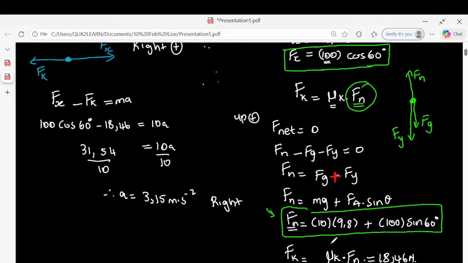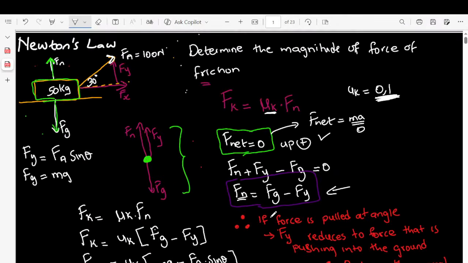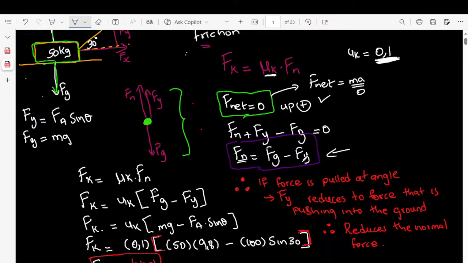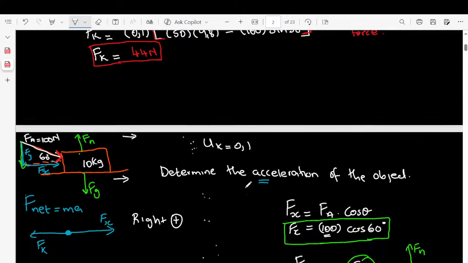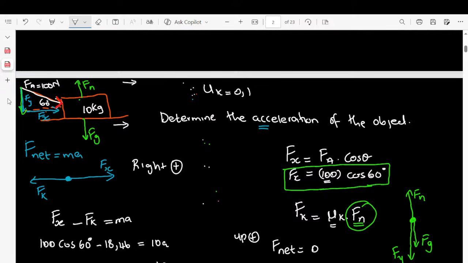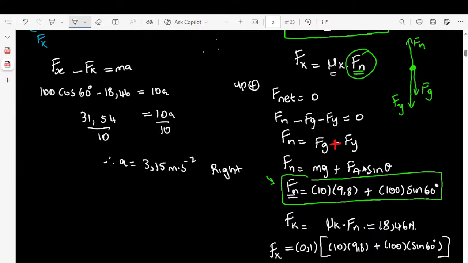Okay, let's prepare the next question. I think everything was easy. The reason we started with these two questions is for you to see that when the force is pulled at an angle, the normal force decreases. So this is Fg minus Fy. And when the force is pushed at an angle, the only thing you need to remember is that Fy will move down, and then to find the normal force, this time we are adding. We don't subtract. That's what I need you guys to understand.